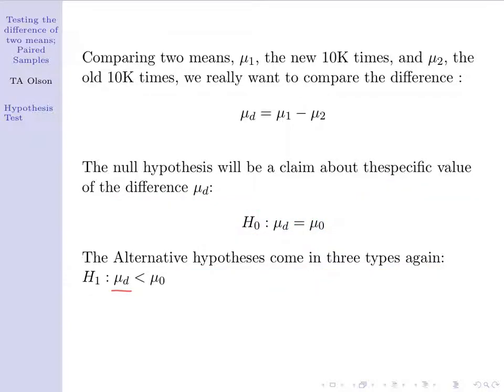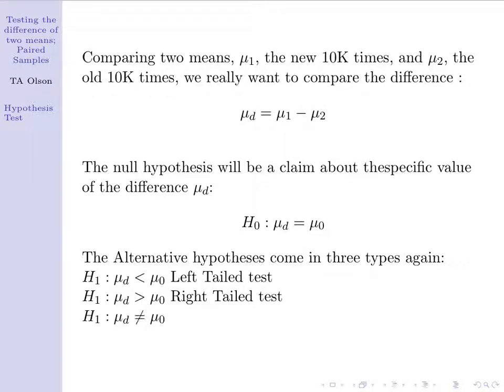That the difference of the means is going to be less than our claim. That's going to be a left-tailed test. The arrow points to the left. The difference of the means is going to be greater than our claim. That's going to be a right-tailed test. Or the difference of the means is simply just not going to be our claim. And that is, of course, our familiar 2-tailed test.